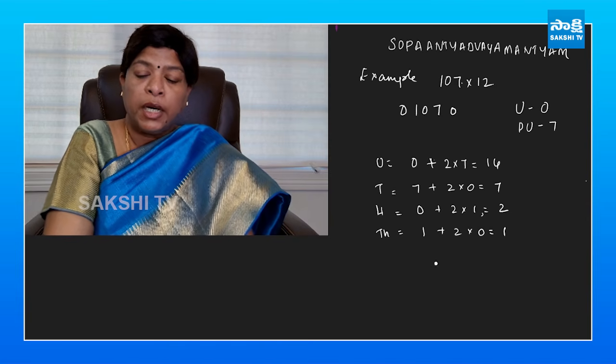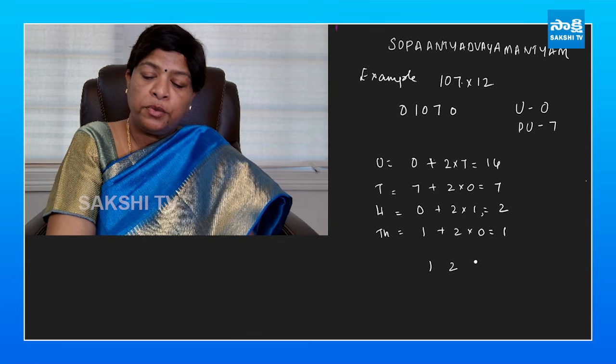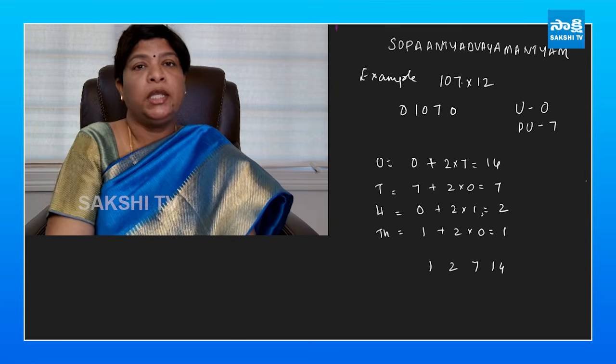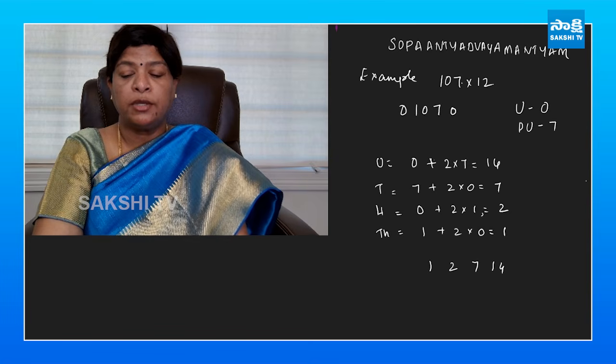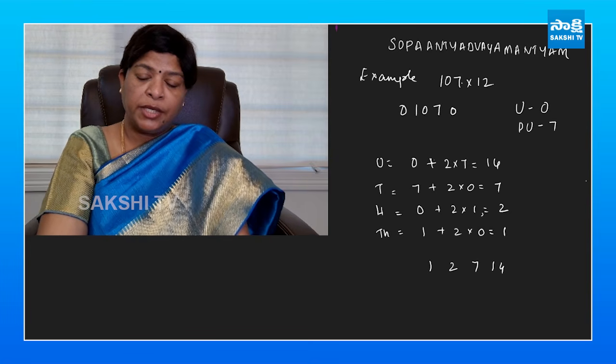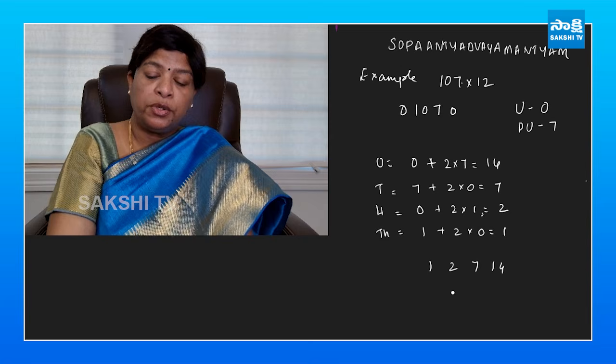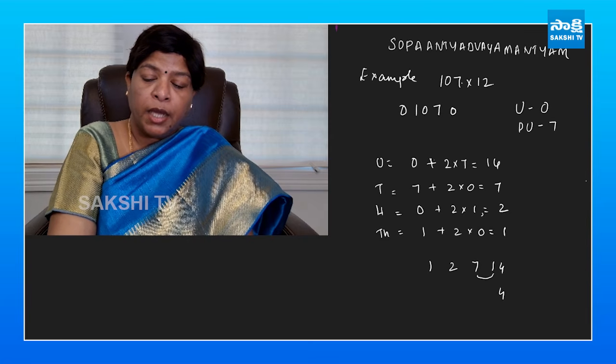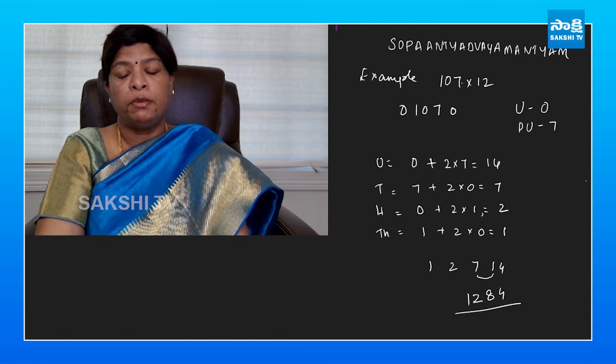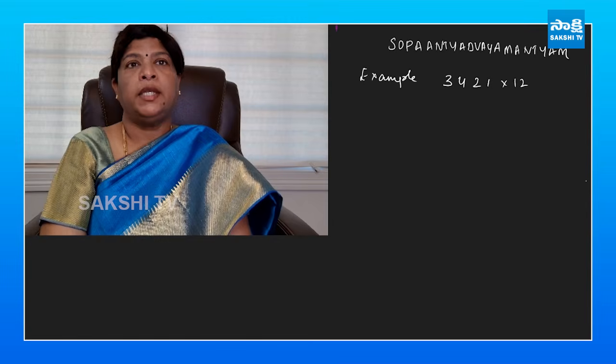So now writing these numbers 1, 2, 7, 14, we see that the units place has got 2 digits. So we add the extra digit to the next level. So by applying the balancing rule, we have 4, 8, 2, 1. So the answer to this problem is 1284. Let's see another example.